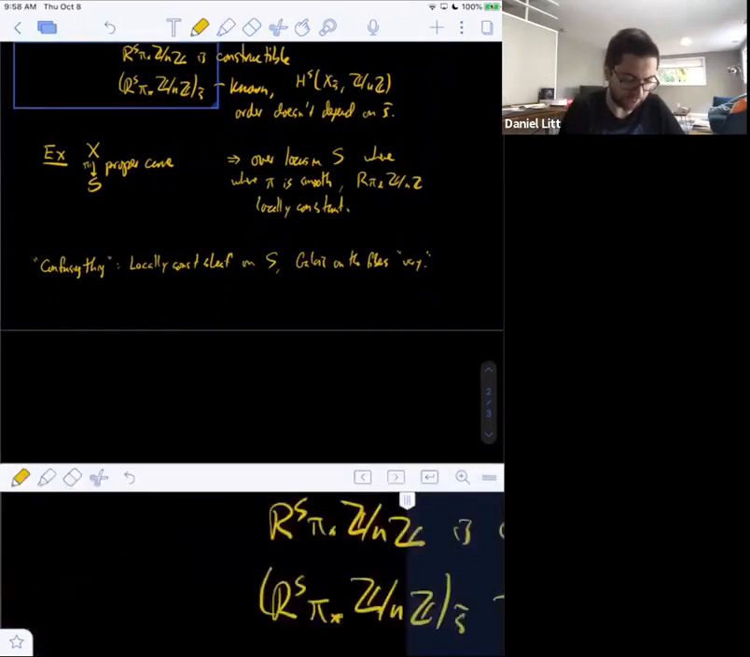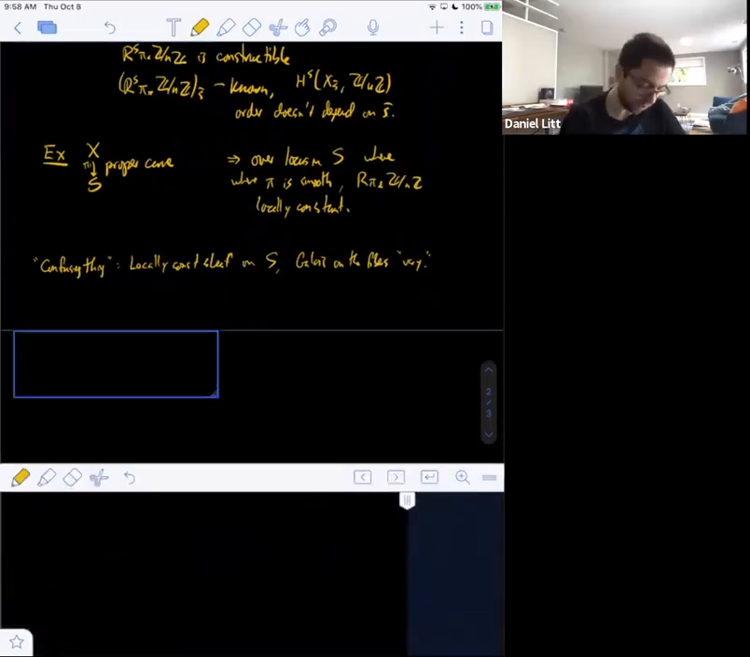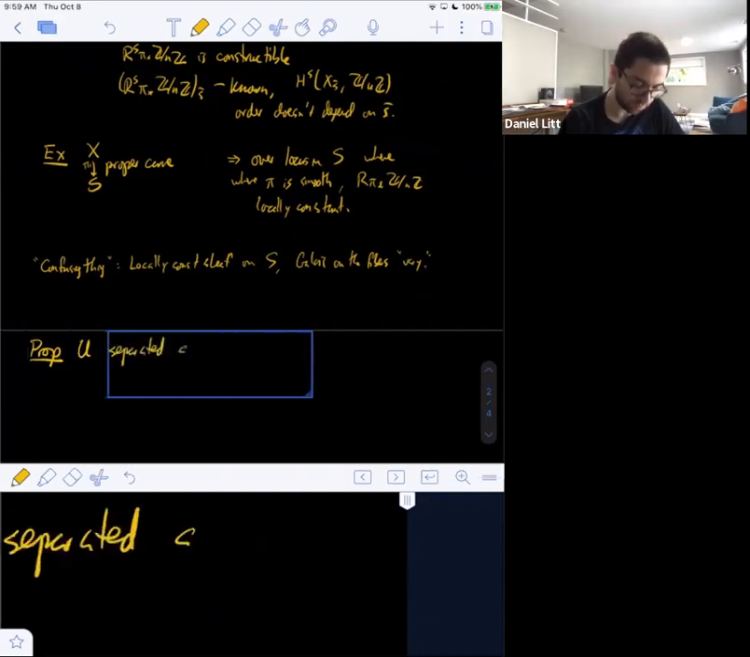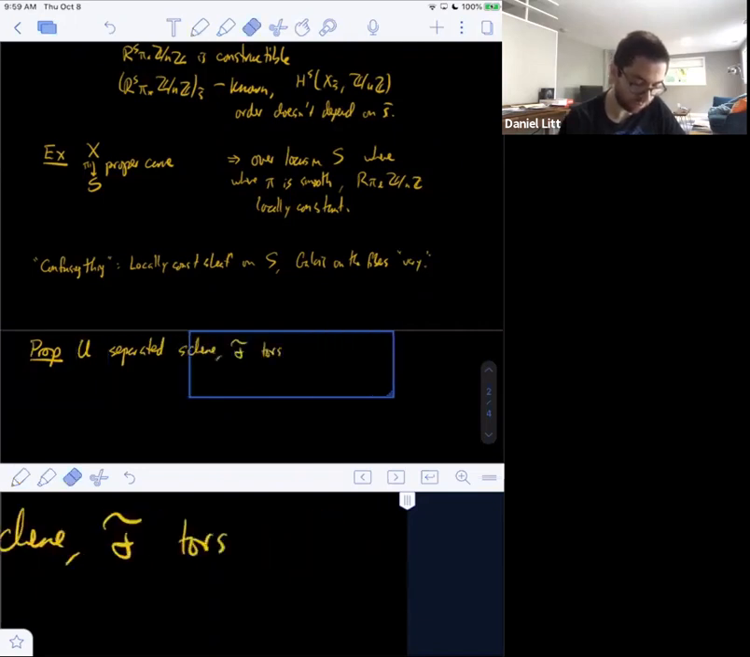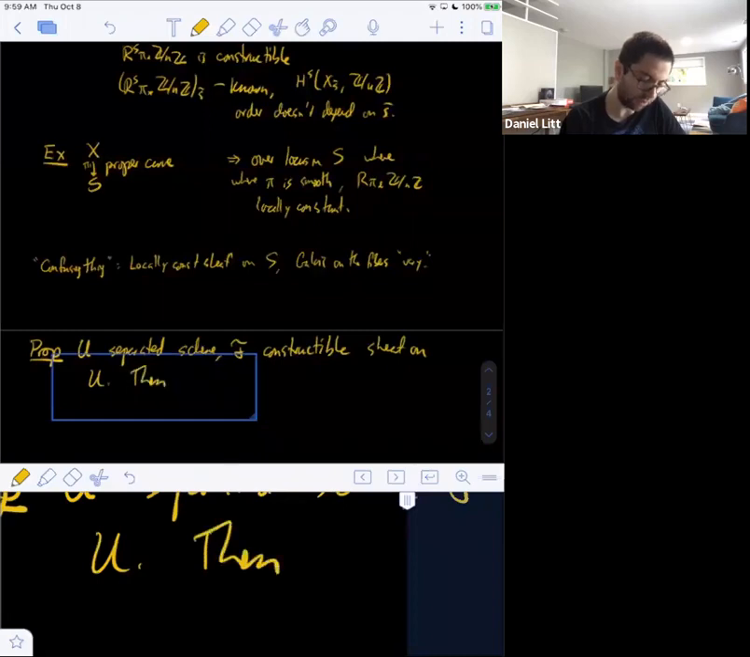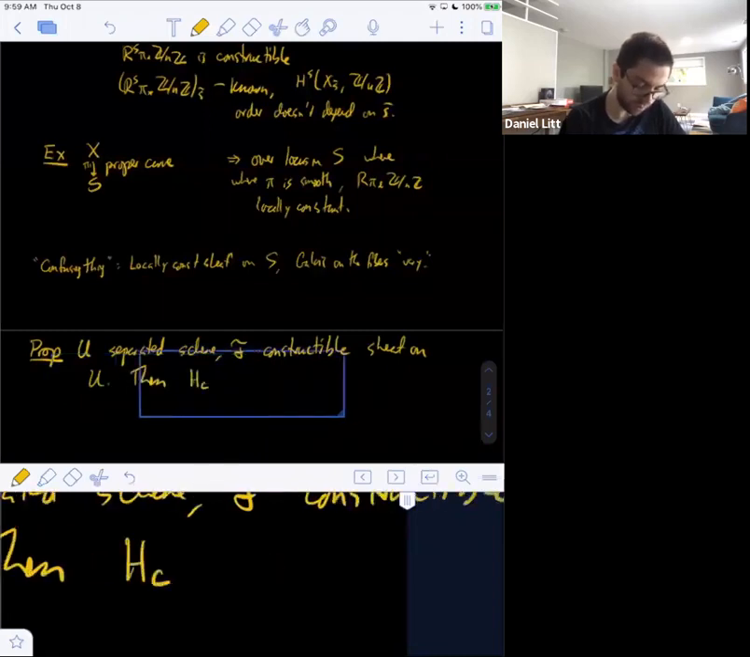All right. So now I want to prove something I owed to you. Proposition: suppose U is a separated scheme, and F is a torsion sheaf. Let me actually say constructible sheaf on U. Then the compactly supported cohomology of U with coefficients in F.